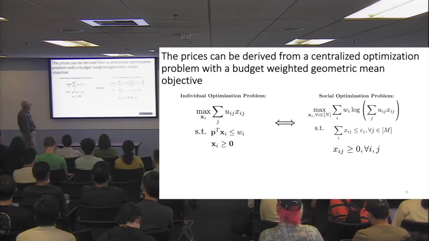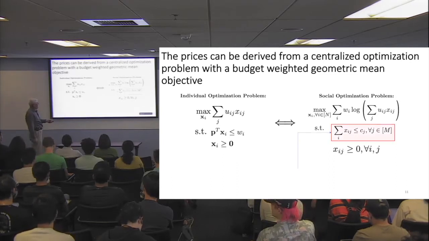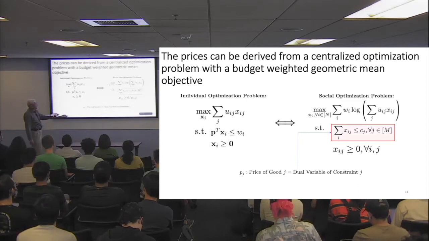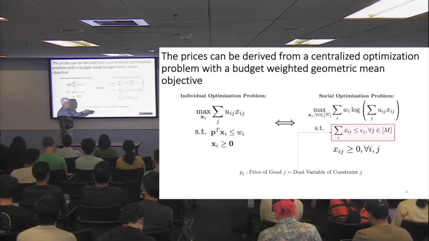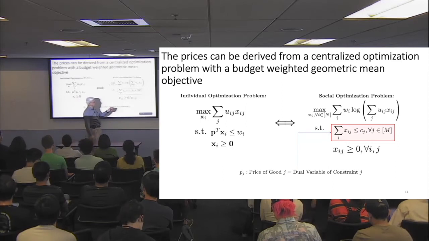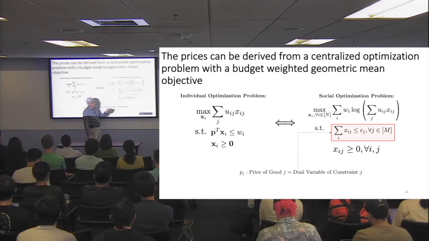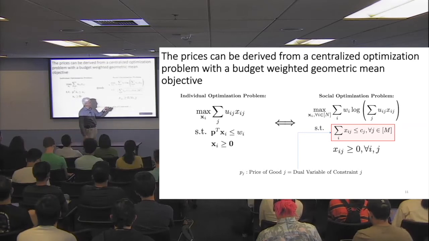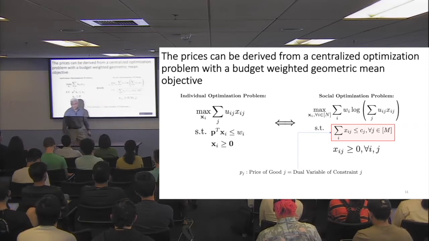So this is equivalent: once you get these prices, if you take any convex optimization or nonlinear optimization for each of these constraints, this says that all the goods allocated to agent i, summed up, should be no more than how much is available of good j. So c_j is the capacity. Those capacity constraints induce dual variables, sometimes called Lagrangian multipliers. That optimal Lagrangian multiplier ought to be the equilibrium prices.